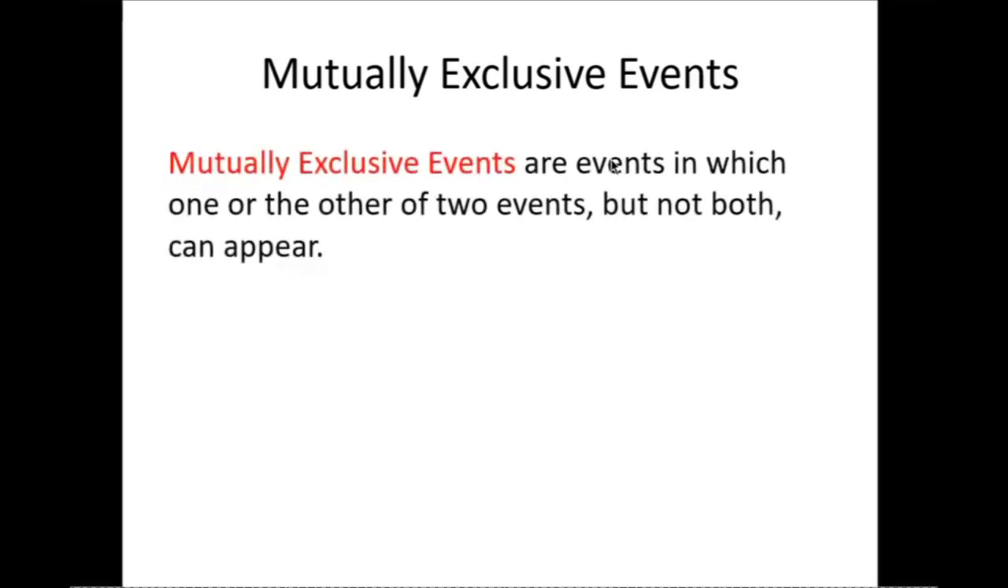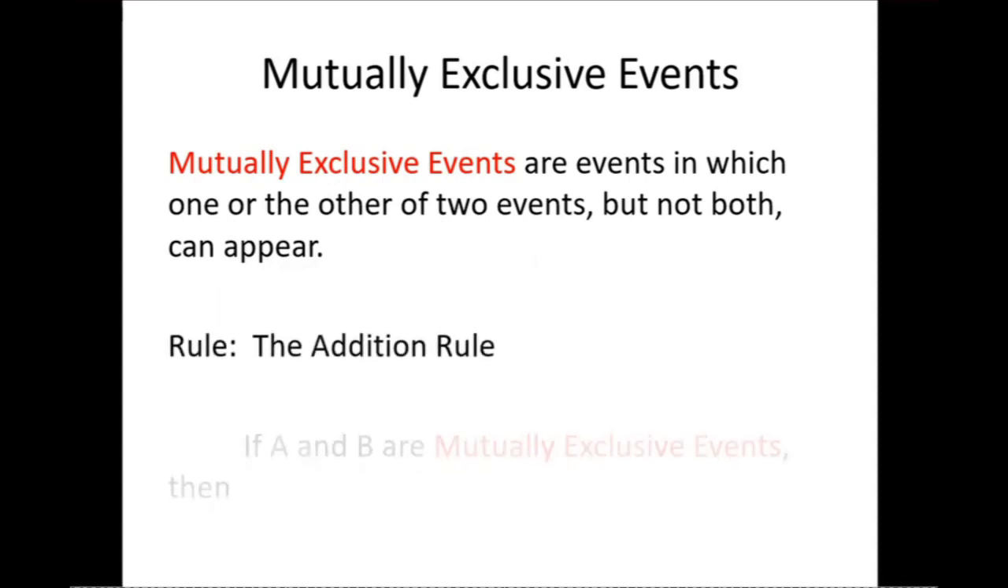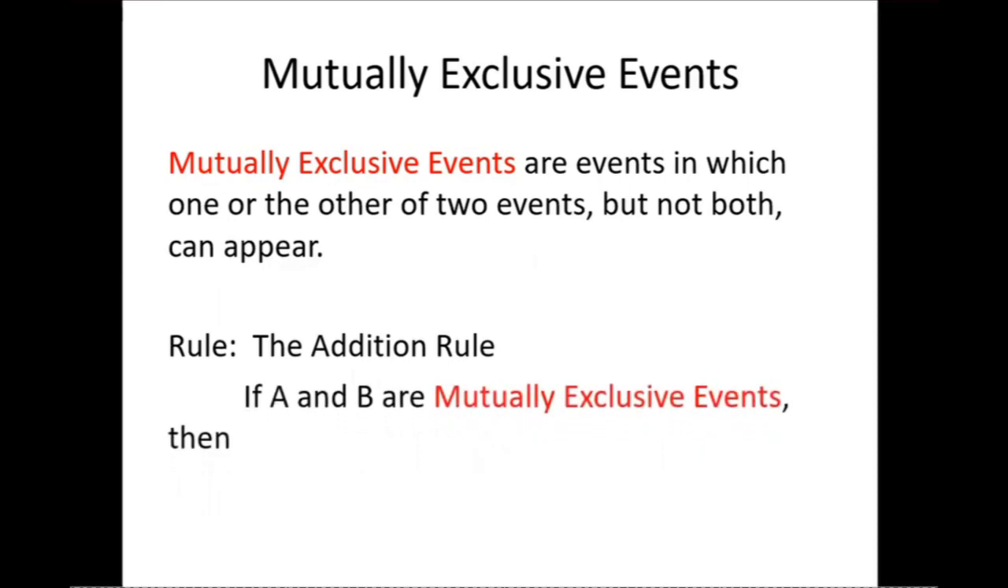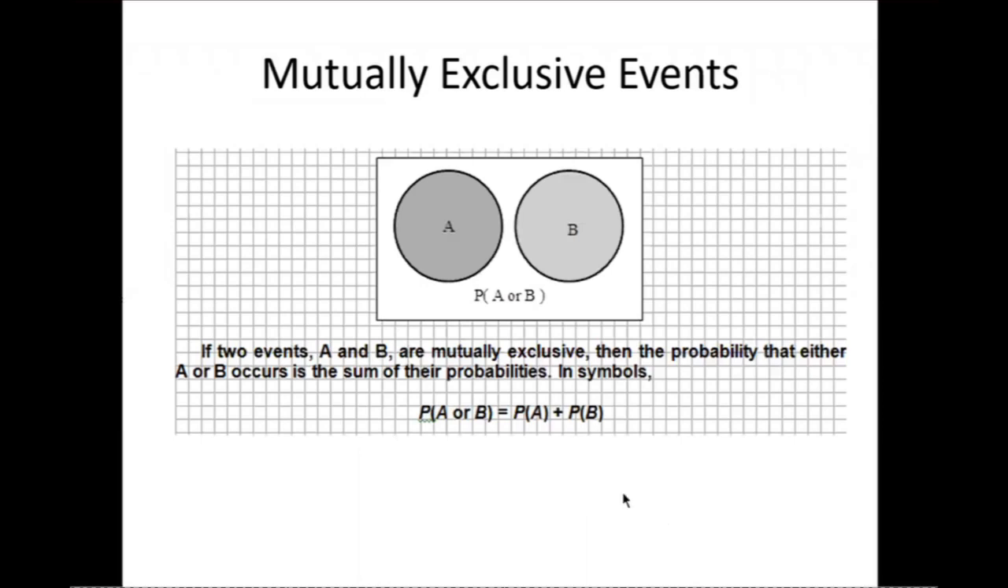Okay, next, definition, mutually exclusive events. Mutually exclusive events are events in which one or the other of two events, but not both, can appear. So we have the addition rule. If A and B are mutually exclusive events, then the probability of A or B is the sum of the probability of A plus the probability of B.